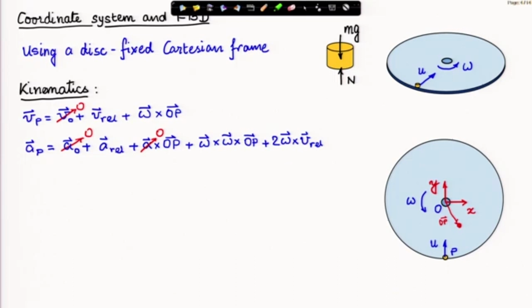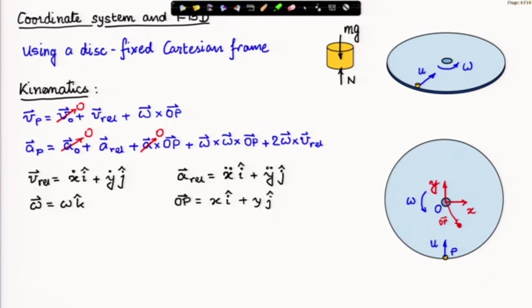Acceleration of this particle, therefore, first I have written out the most general expression. Acceleration of P is acceleration of O plus A rel plus alpha cross OP plus omega cross (omega cross OP) plus 2 omega cross V rel, of which you will notice that the absolute acceleration of the observer who is sitting at the origin, on the axis of rotation, is 0. Alpha, the angular acceleration of the disc, is 0. We are assuming that it is rotating at a constant angular velocity.